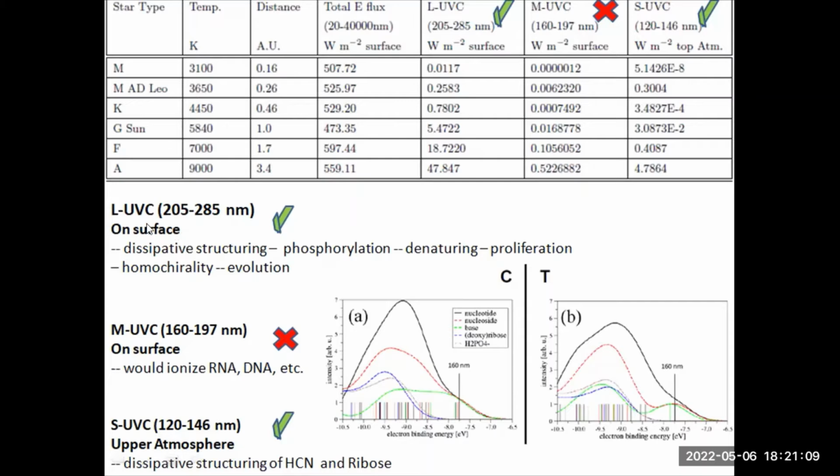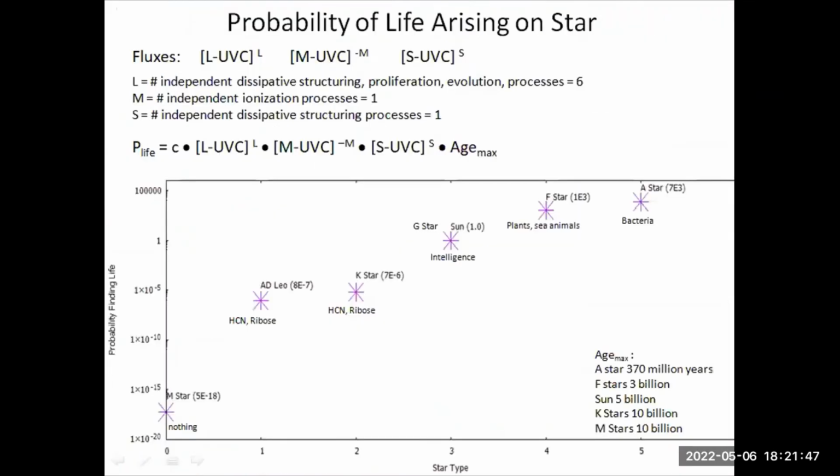So just to remind you then, we want long wavelength UVC light on the surface. We don't want medium wavelength UVC light on the surface because of the ionization. Remember, this is the ionization spectrum. So anything below, actually here we should put really 180 nanometers. Anything below 180 nanometers, we don't want. But we do want short wavelength UVC light in the upper atmosphere to produce hydrogen cyanide and to get these other molecules from hydrogen cyanide.